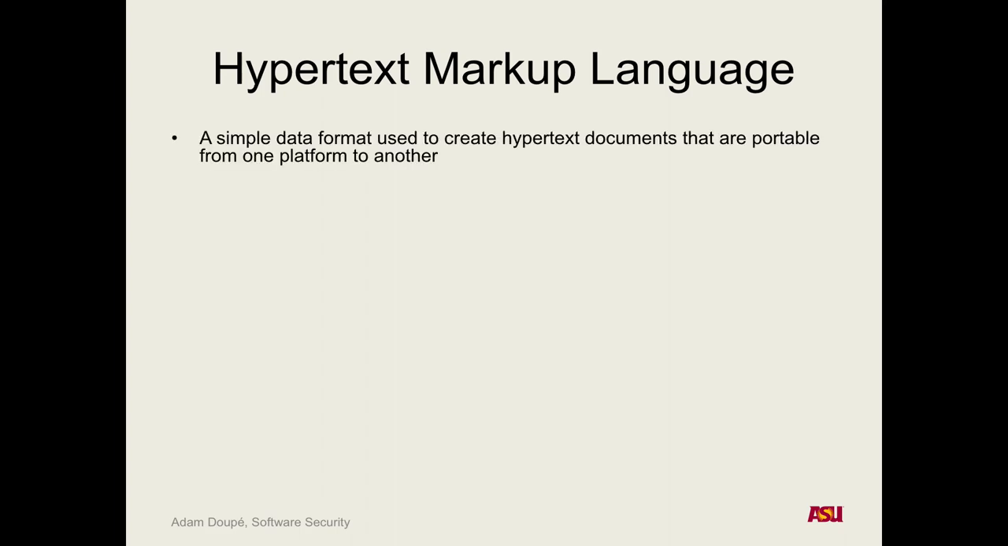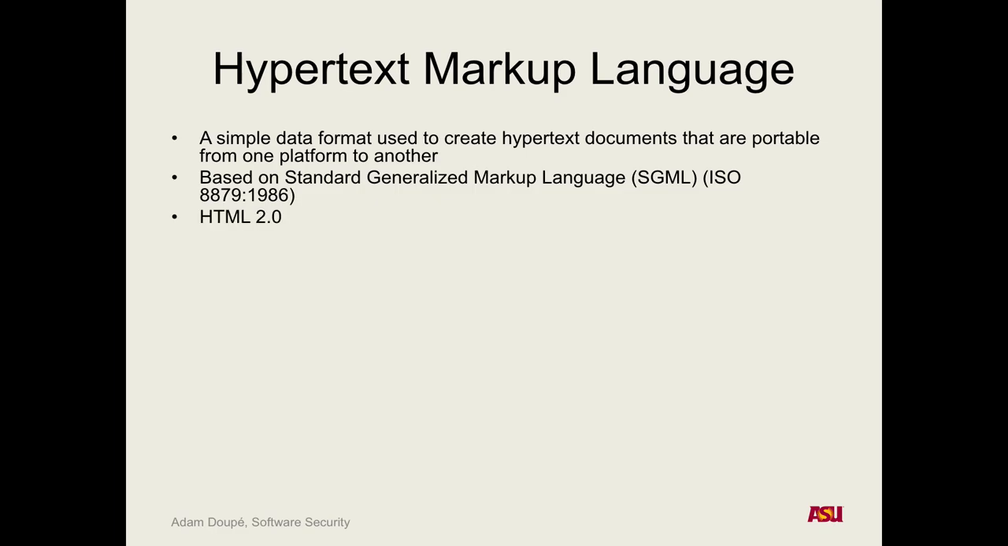Okay? The idea is it's a very simple markup language so that your documents are portable from one system to the other. So unlike something like PDF, which is a proprietary data format, HTML is specified and open. And so this way, you can write multiple browsers for this hypertext markup language. It's originally based on SGML, so this is kind of the precursor to HTML.